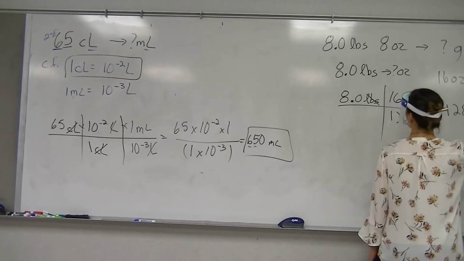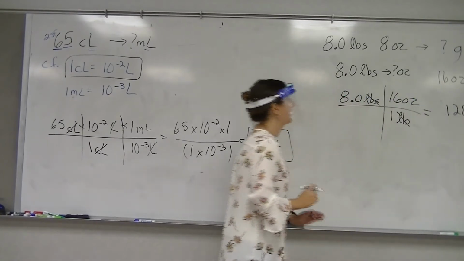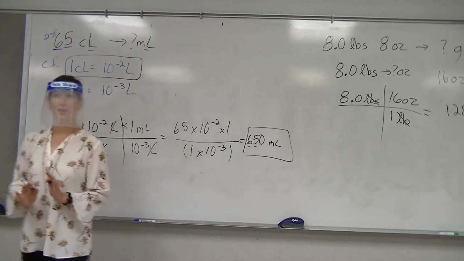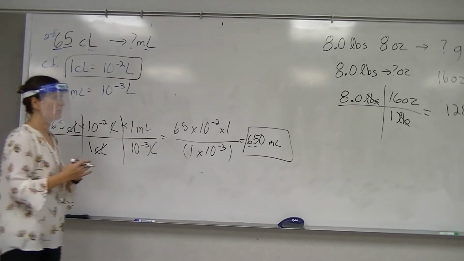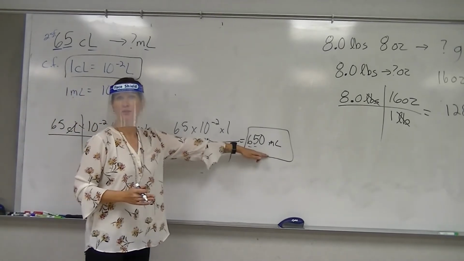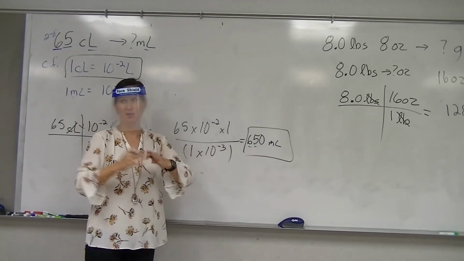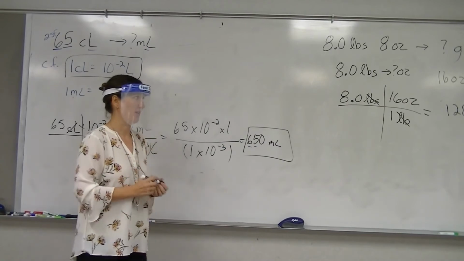Okay. Now notice, I'm not going to look at sig figs right now, because this is not my final answer. I'm just going to keep all those digits. You only count sig figs when you're done and you're ready to report your answer. Otherwise, keep what you can. It's going to be a more accurate answer.